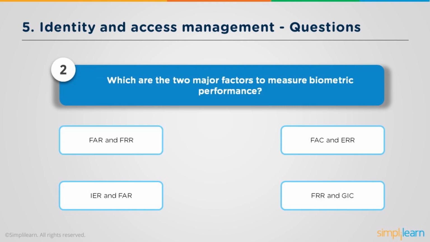The second question, which are the 2 major factors to measure biometric performance? Again, the options are FAR, false acceptance rate, and FRR, false rejection rate, or FSE and ERR, IER and FAR, FRR and GIC. They don't actually relate. So the correct answer here is FAR, false acceptance rate, and false rejection rate. So these are the 2 major factors. False rejection rate may still be a little bit acceptable, but a false acceptance rate is not tolerable at all.